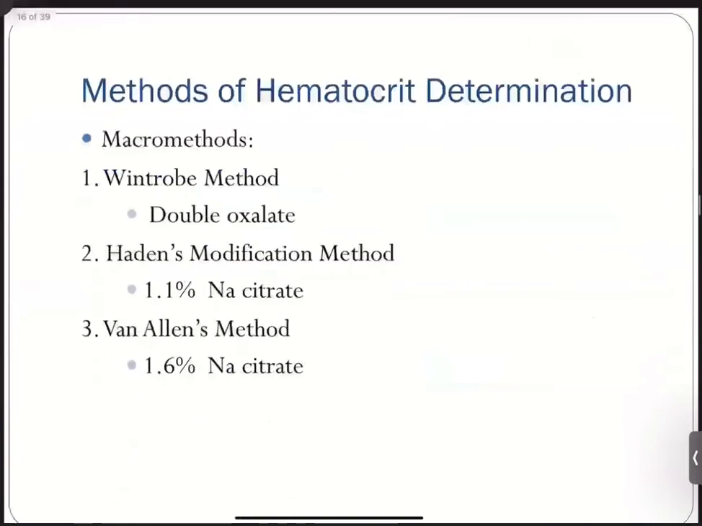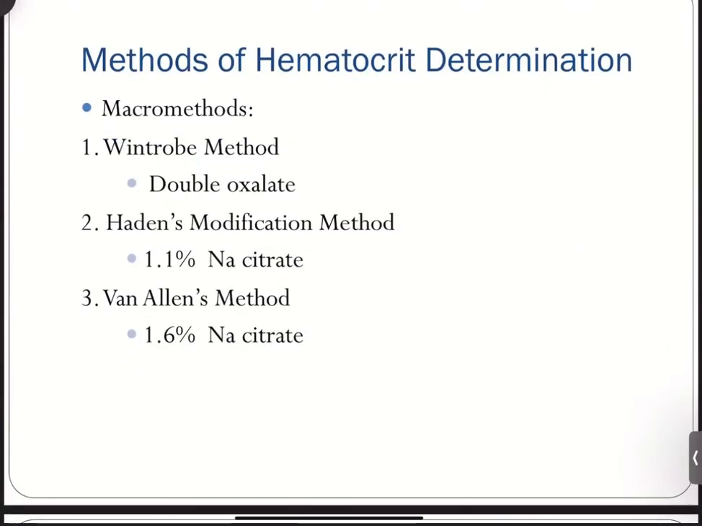So you do have methods also. You do have macro methods, using your Wintrobe tube. Okay. Hayden's modification method, Van Allen methods. Okay. These use different anticoagulants like double oxalate, 1.1% sodium citrate, and 1.6% sodium citrate. That is the only difference between them.